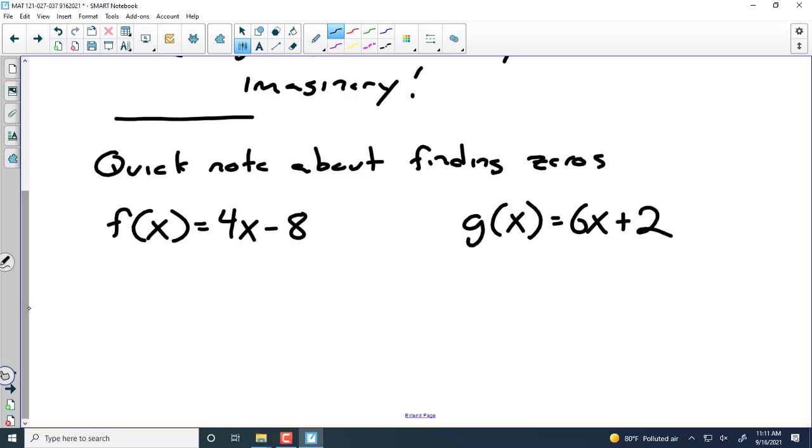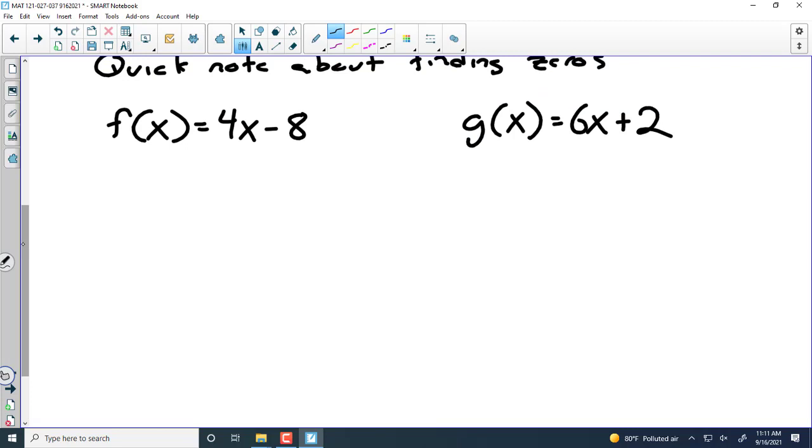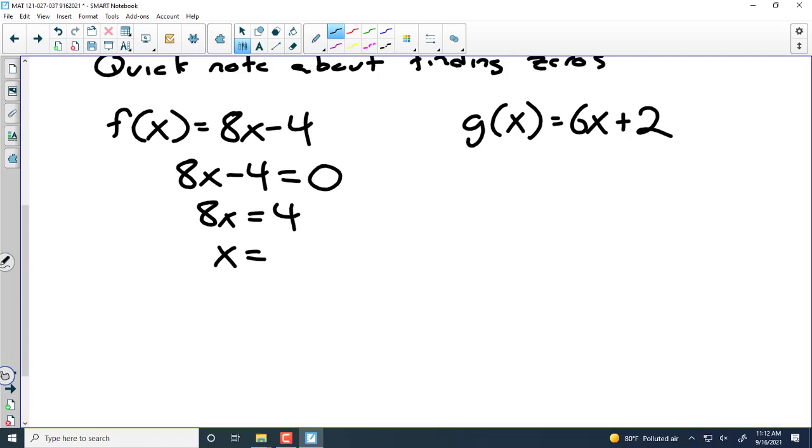Okay, class, let's say we're supposed to find the zeros of these equations. No imaginary numbers here, don't worry. But if you find the zeros of this one, you do 4x minus 8 equals 0. Actually, I want to do that the other way around. Sorry, I made a mistake here. I want to do 8x minus 4 equals 0. 8x equals 4. x equals 4/8 or 1/2. That is the exact same thing as 0.5.